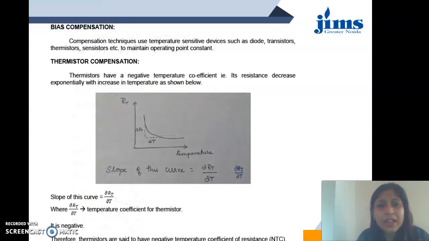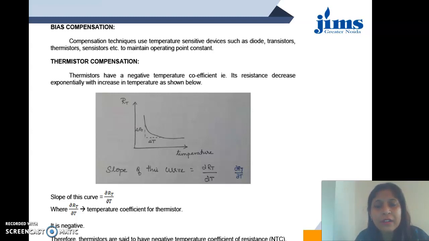There is one more technique to maintain the Q point at the middle of the load line, and that is called the bias compensation. So bias compensation is a technique which is used to stabilize or maintain the Q point at its original position. And this technique uses temperature sensitive devices such as diodes, transistors, thermistors and sensistors.